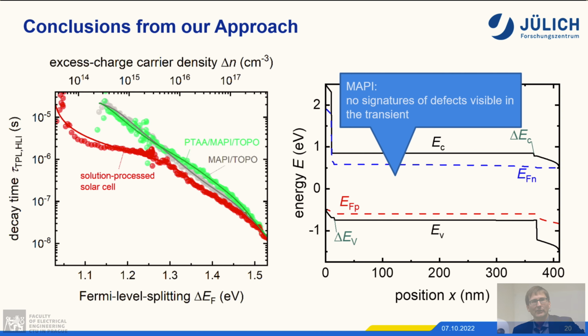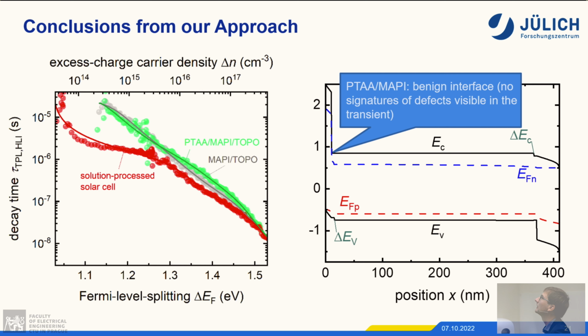Okay. So just going back to what we learned about our sample, because some of you may not be interested in the method, maybe more interested in what we learned from the method. When we look at the films on glass, with and without the hole transport layer, we essentially see no signatures of defects visible in the transient. So it seemed to be very good bulk quality, which is also consistent with the very high open circuit voltages that we got in these cells.